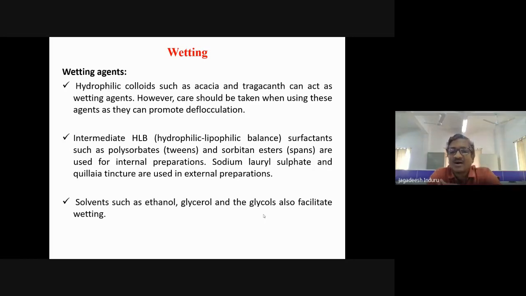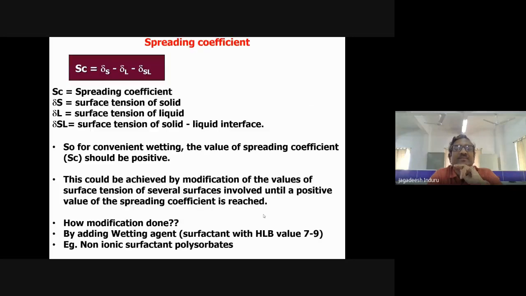It means adding small traces of the solvent so that your gases are expelled. Intermediate HLB surfactants which we are using, Tweens and Spans, and sodium lauryl sulfate and any surface active agents. And we are also using hydrophilic colloids. They also have a wetting agent property.